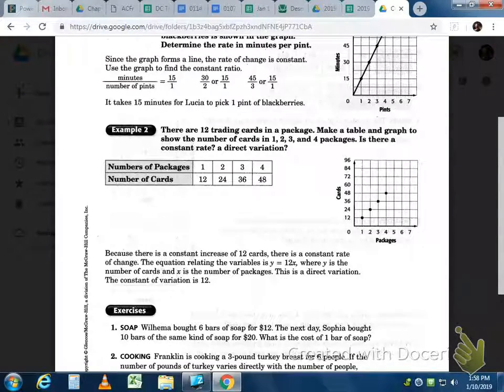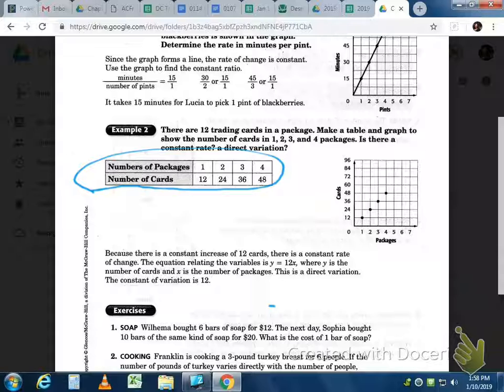Okay, let's look at this one. It says there are 12 trading cards in a package. Make a table and graph to show the number of cards in 1, 2, 3, and 4 packages. Is there a constant rate and a direct variation? So let's see what they say about this. This is going to kind of show you the relationship here. For one package, so we're going by this chart, 1 package, 12 cards. 2 packages, 24 cards. 3 packages, 36. Oh, so it's 12 cards per package?